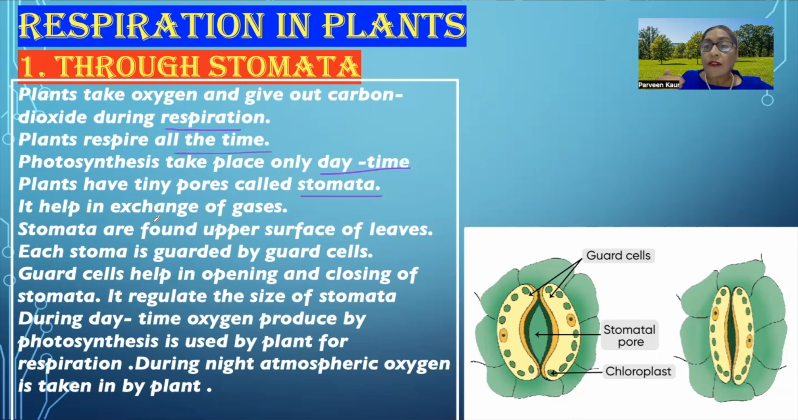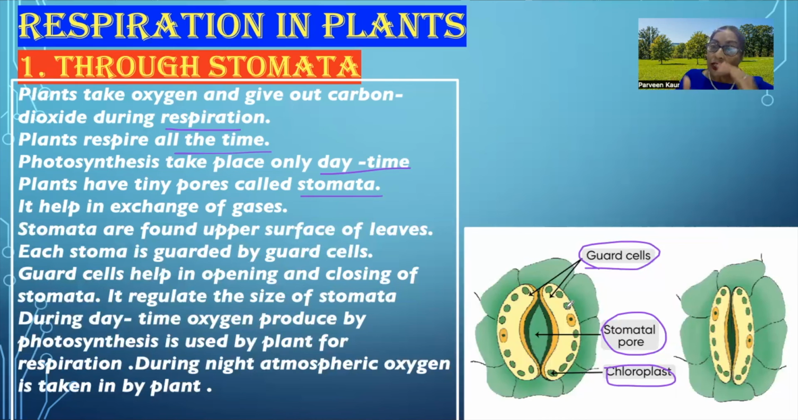These stomata are found on the upper surface or lower surface of the leaves. Then each stoma is guarded by guard cells. Here you can see this yellow color structure is called guard cell. And inside the guard cells, they have the stomatal pore. In the guard cells, they have chloroplasts. These chloroplasts help in photosynthesis. But the stomatal pore helps in the exchange of gases.